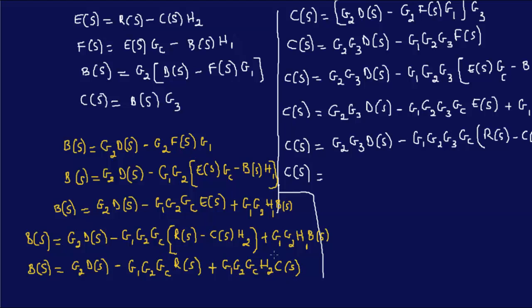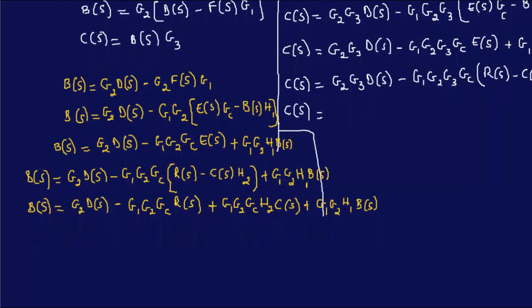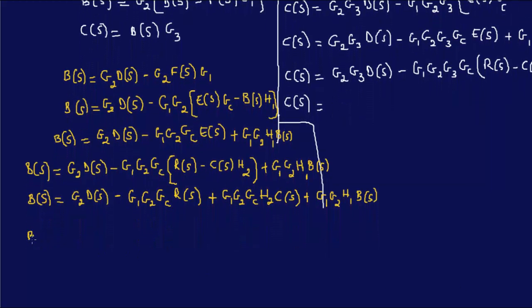Okay, so I expanded this. Now I have plus G1 G2 H1 BS. So my BS would be a fraction. So B of S, I will have 1 minus G1 G2 H1. This is equal to the whole thing, and therefore B of S would be this whole fraction.